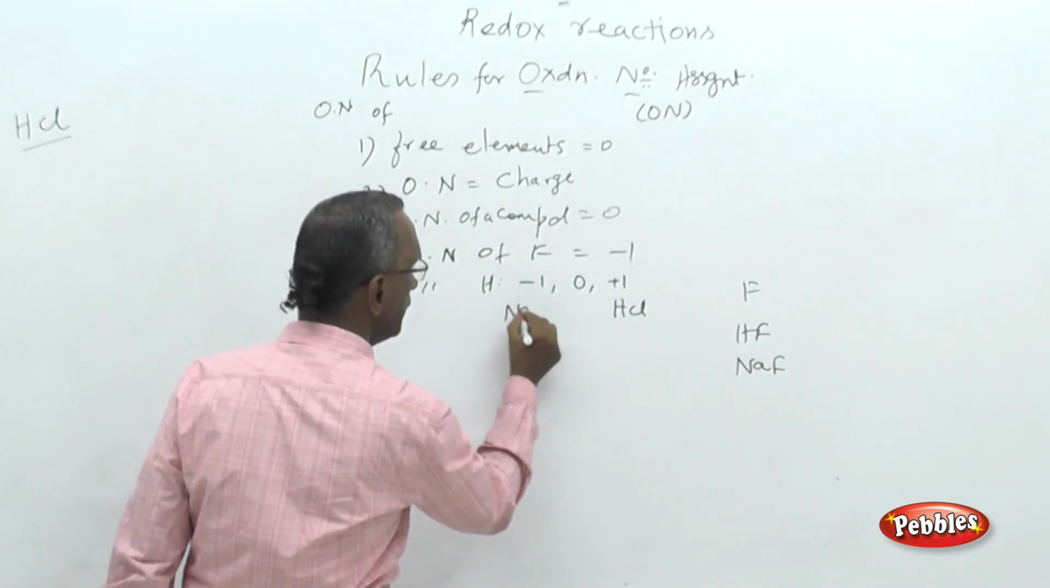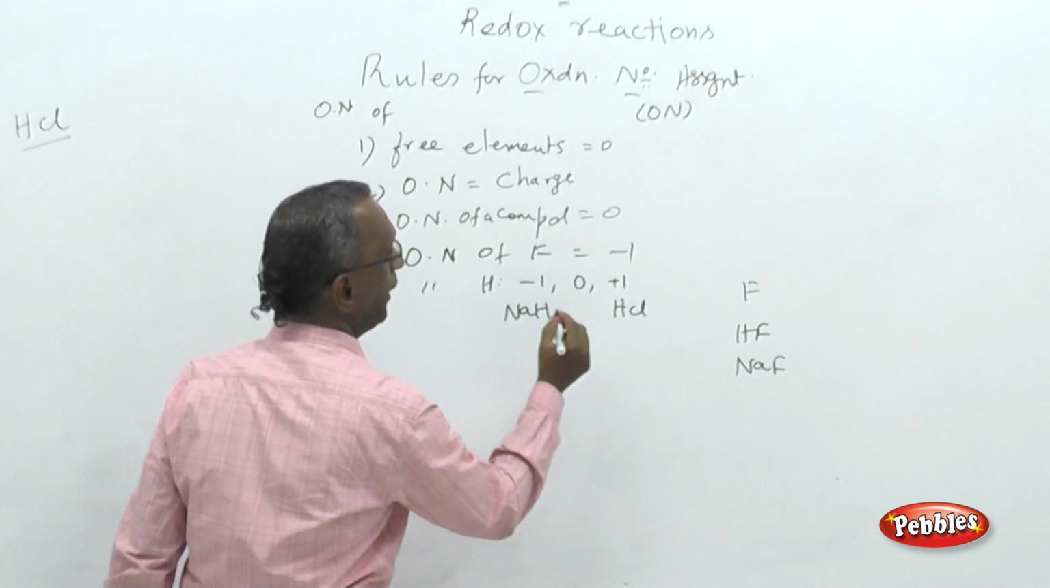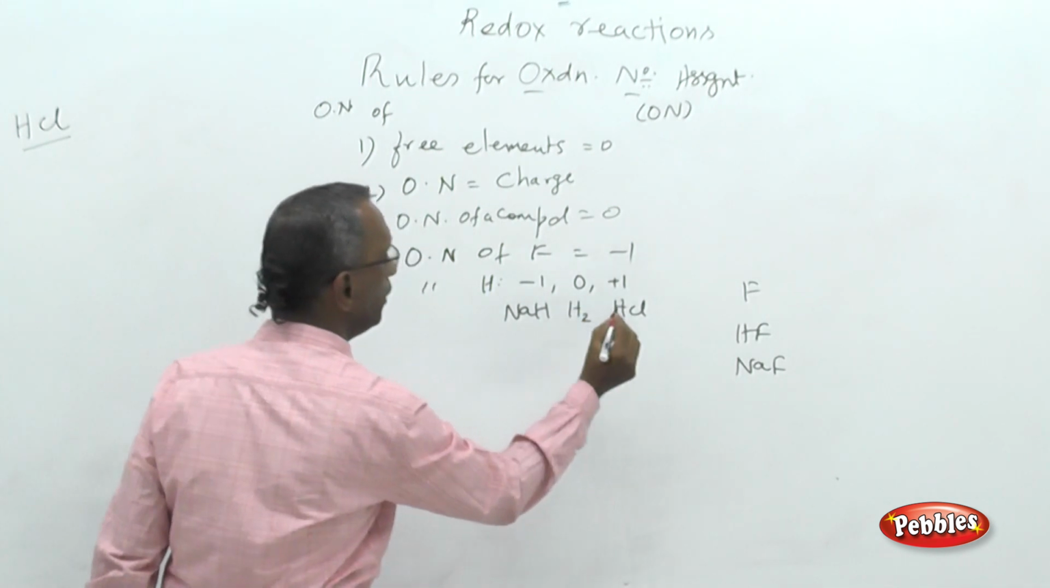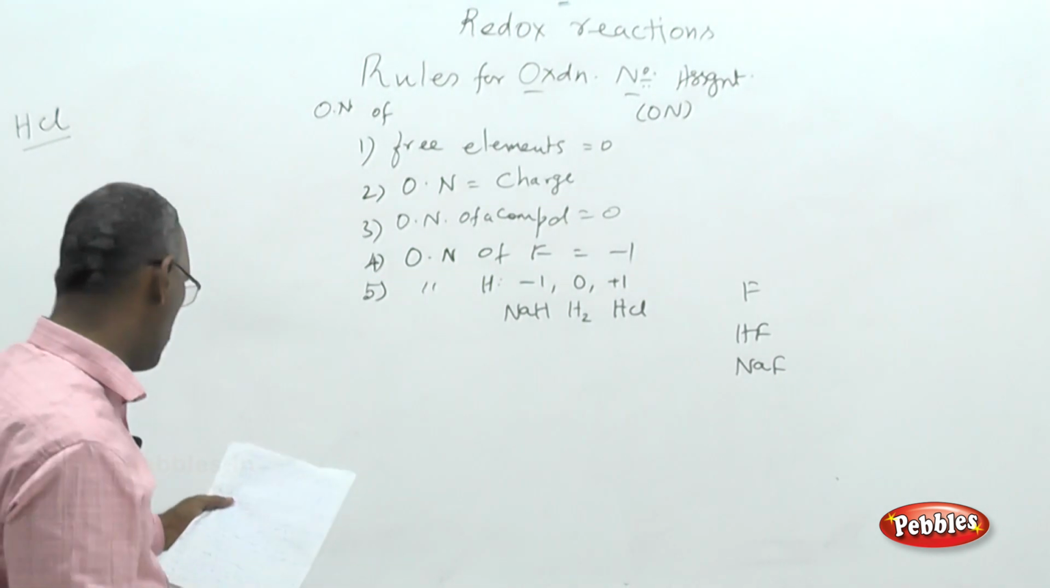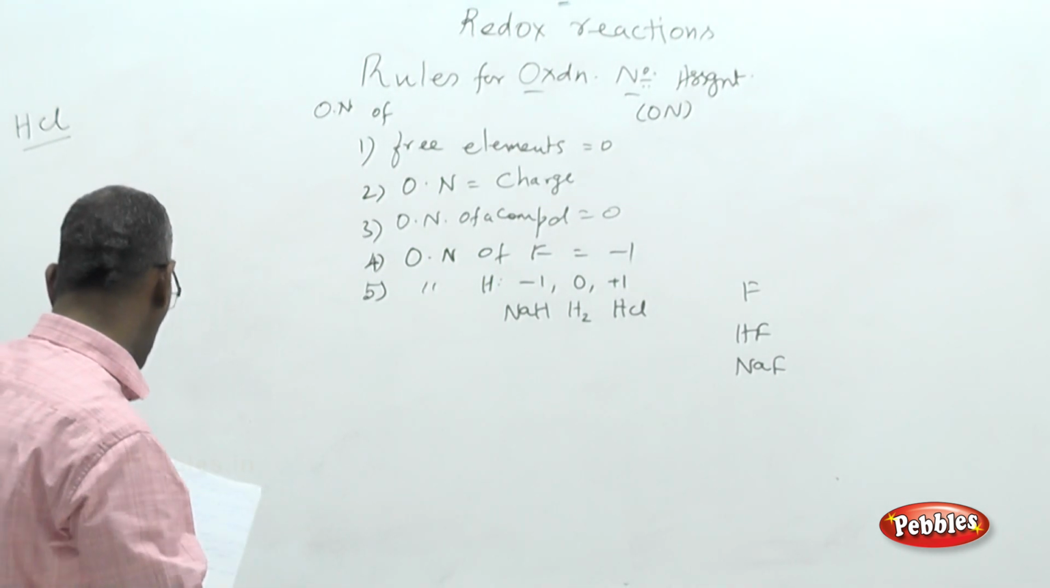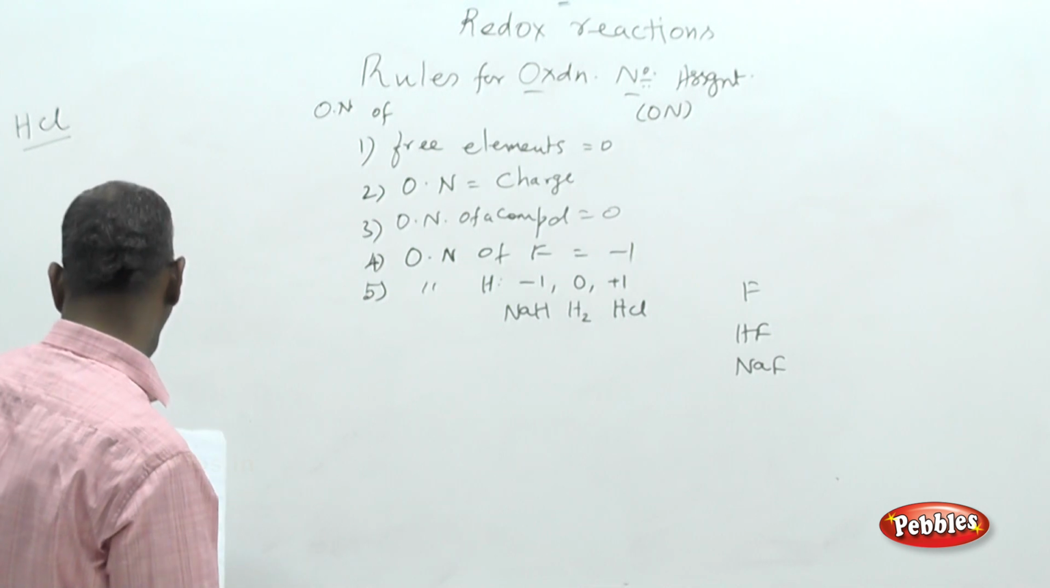Sodium hydride shows the oxidation state of -1. Hydrogen molecule shows the oxidation state of 0. So depending upon the environment, its oxidation state varies. That is to be noted.